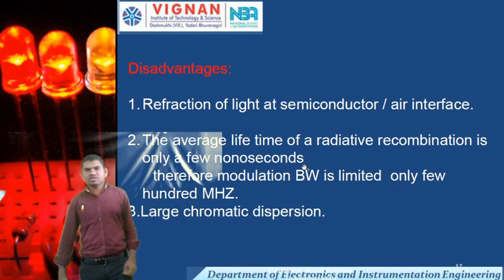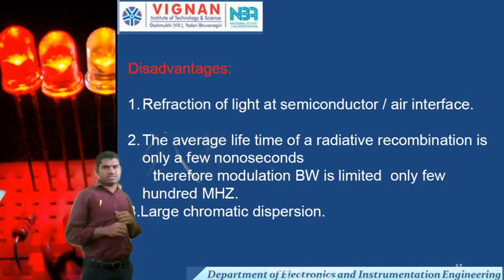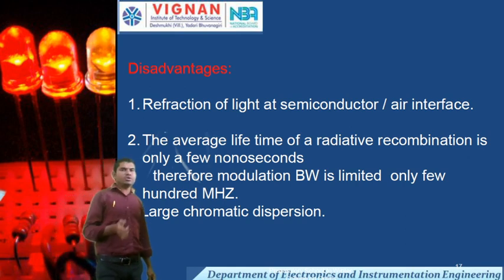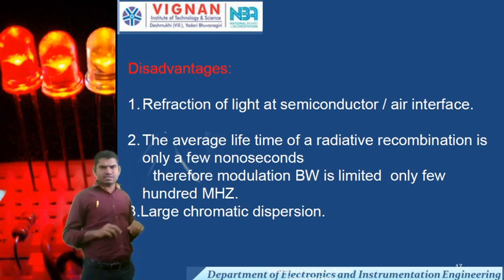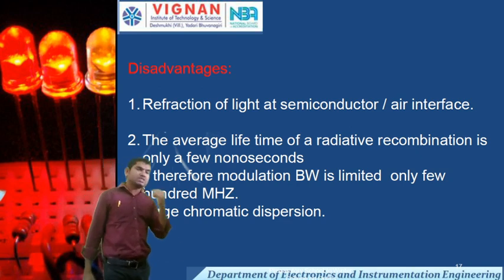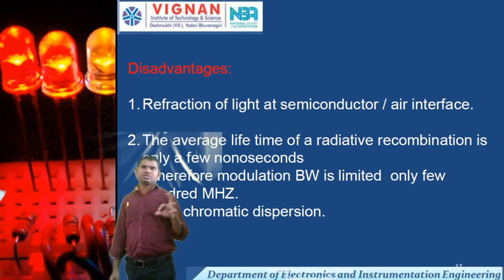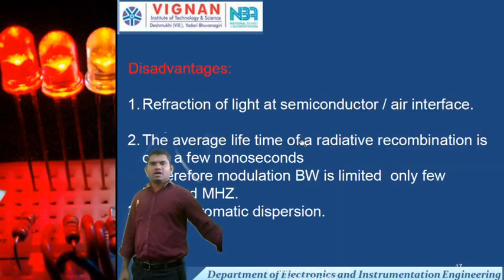And the disadvantages. What are the disadvantages? The refraction of the light at the semiconductor-air interface. The average lifetime of the radiative recombination is only a few nanoseconds. Therefore, modulation bandwidth is limited to only a few hundred megahertz, and large chromatic dispersion is there. What is dispersion? Dispersion is the divergence; it is one type of loss. These are the advantages and disadvantages.